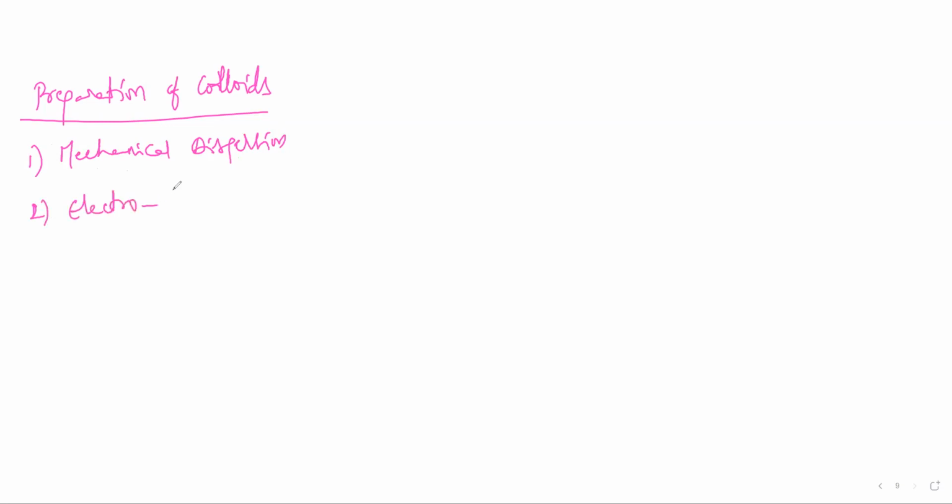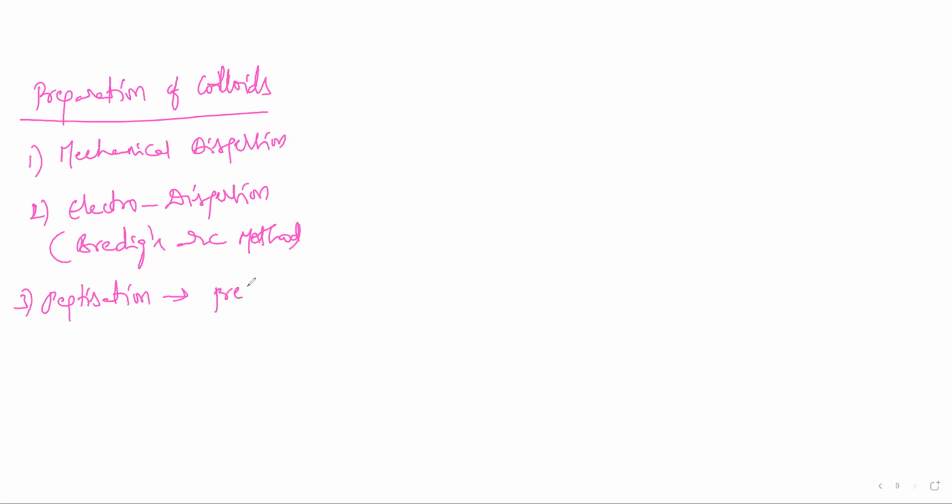Second, electrodispersion, also known as Bredig's arc method. Third one, peptization. What is peptization? The process of conversion of a freshly prepared precipitate into colloidal form by the addition of a suitable electrolyte.